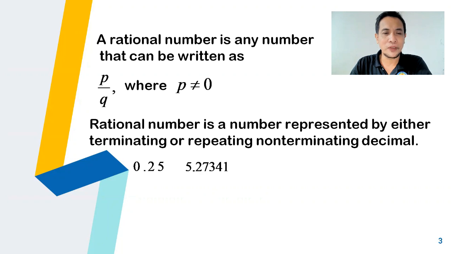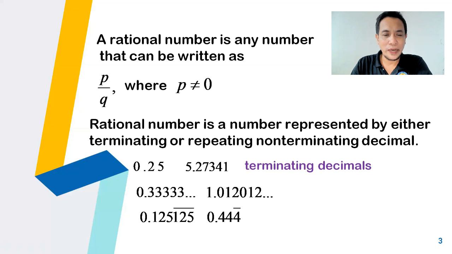Okay, so we have examples of terminating decimals. 0.25, it terminates. 5.27341, it terminates. So these are examples of terminating decimals. We have 0.33333 and so on, or dot dot dot. The three dots mean that the digits repeat. So we have 1.012 dot dot dot, meaning the repeated digits are 012, and so on and so forth.